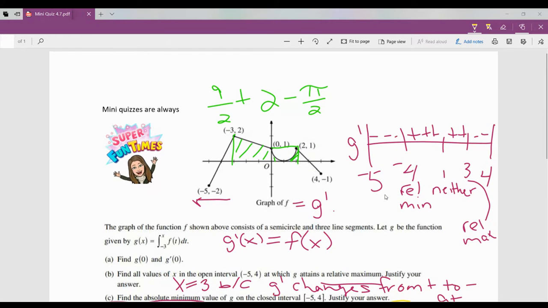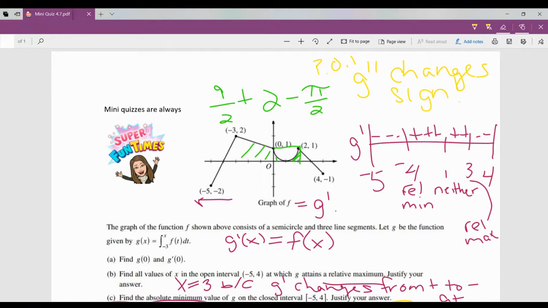For that, it's going to be G double prime. And the key thing with points of inflection, G double prime has to change signs. All right, that's the big thing with points of inflection. So we're talking about the slope because it's the derivative of this graph. So where does the slope change signs? It changes signs.